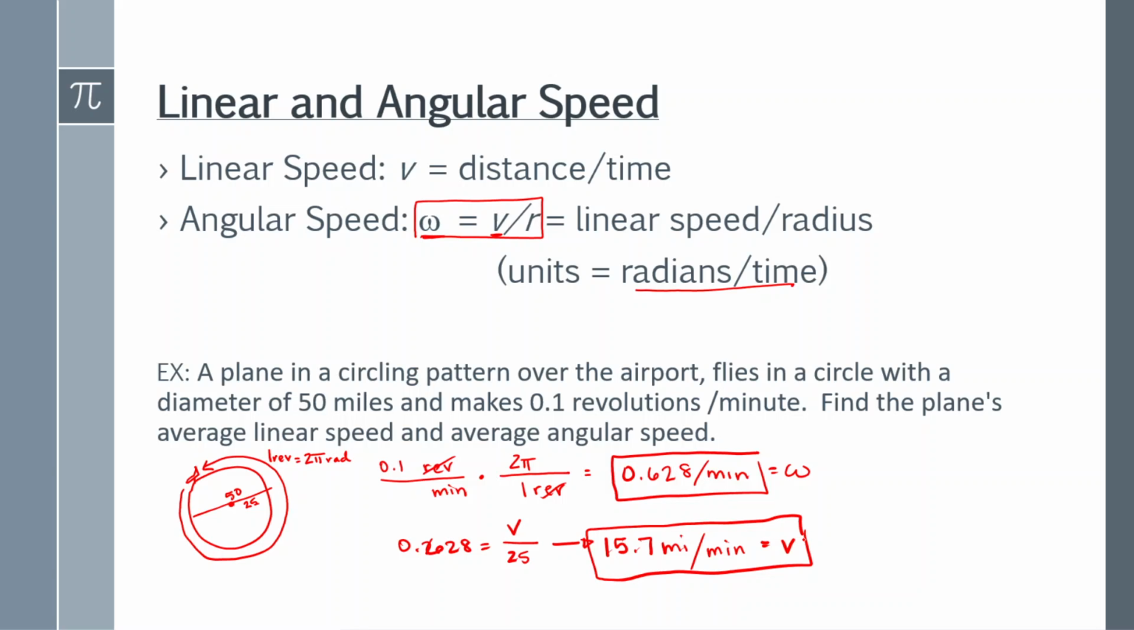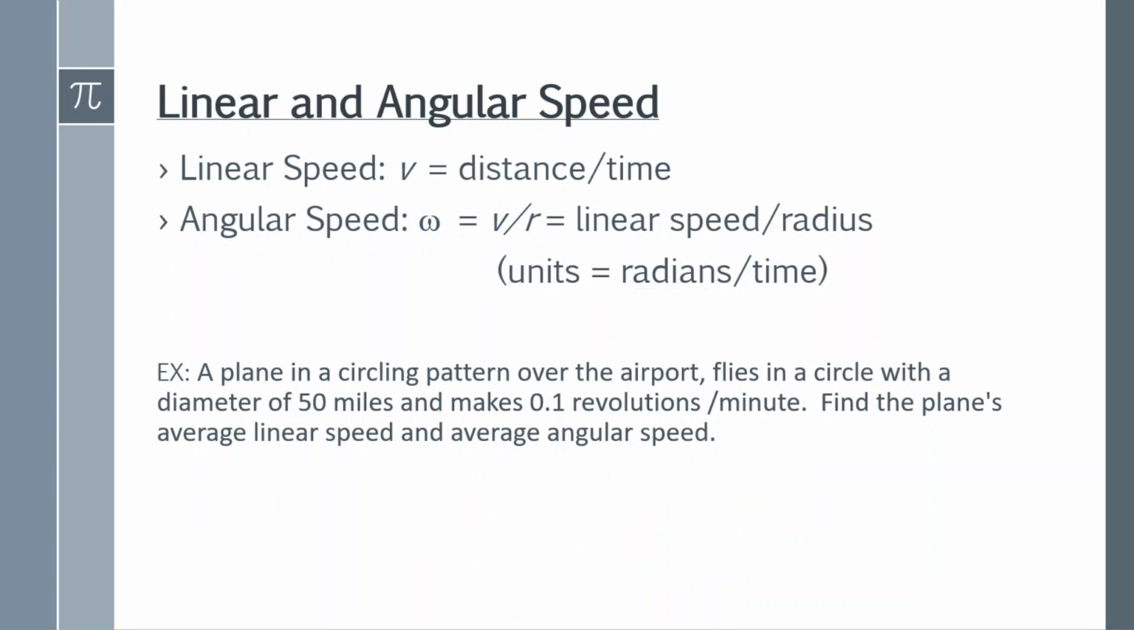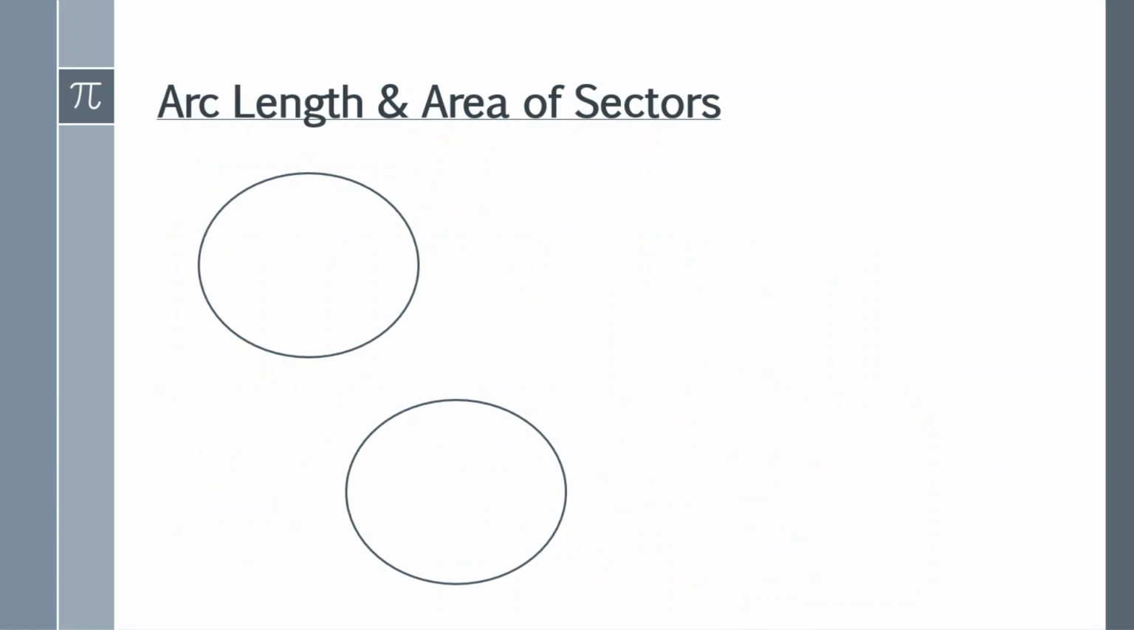Okay. Our next application, and our last one of the day, is arc length and area of sectors. So let's take this circle and mark its radius. And we're going to go some angle around the circle. The arc length is this distance here.